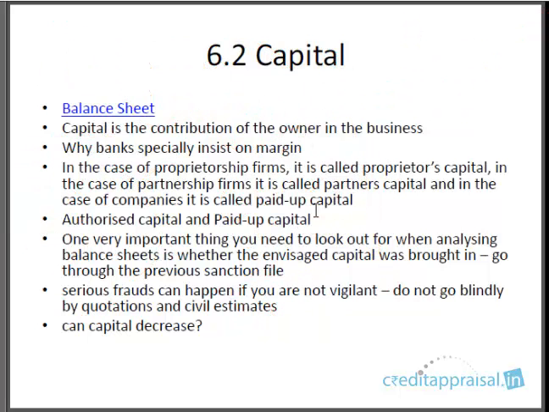With this, we have come to the end of this segment. In the next segment, we will go to the next item that will appear on the liability side, that is after capital. After capital, we have an item called reserves and surplus. So we'll discuss reserves and surplus in the next segment 6.3, right? See you then.